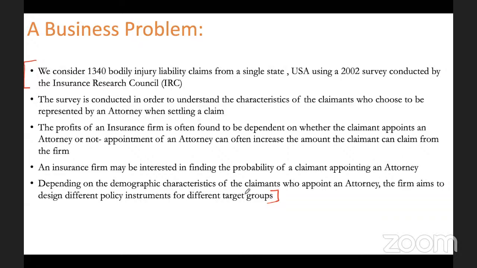All right. So let's have a discussion on this now. This is related to the insurance domain.